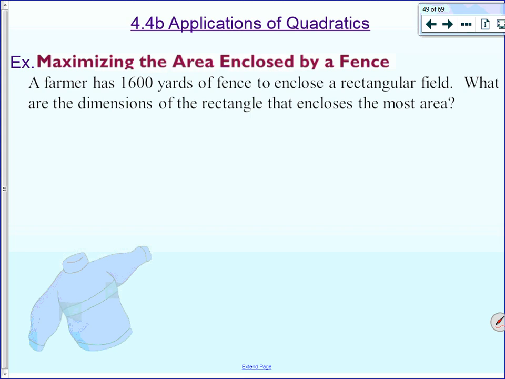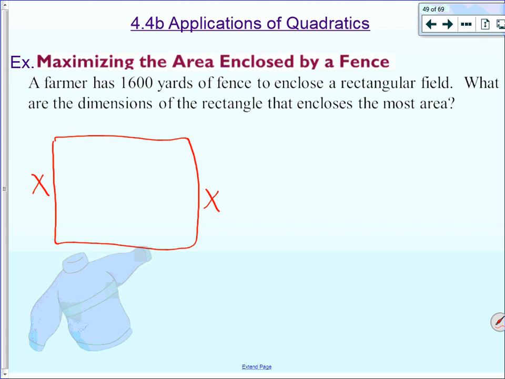So when we consider this, we don't know exactly what the dimensions of the rectangle will be, but I'm just going to draw a rectangle. And we know that opposite sides of a rectangle are congruent, so we'll write those as x. Now, if we know there are 1,600 yards of fence to go around the entire rectangular field, what expression could I use to represent one of the other sides of the fence?